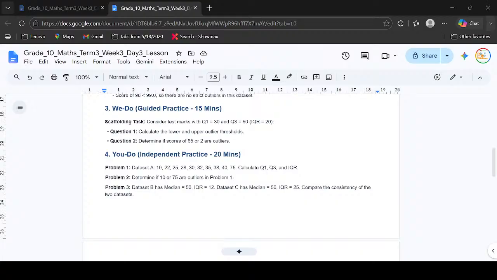Q3 minus Q1, get the middle spread. Now multiply by 1.5, keep it in your head. Lower fence: Q1 minus 1.5 times IQR. If the number is below this, it's an outlier. Upper fence: Q3 plus 1.5 IQR. If the number is above this, it's an outlier.